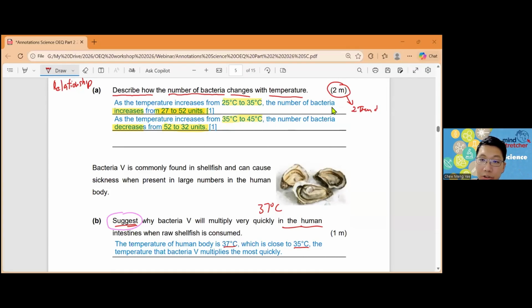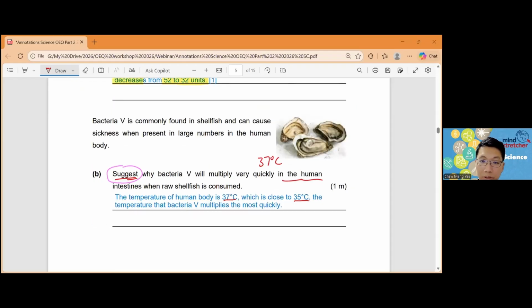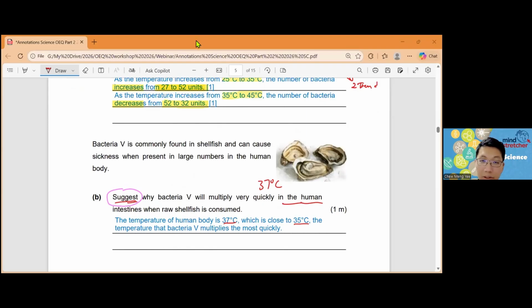There are many types of shellfish. Oyster is one of them. Yes, some of you asked: the body temperature is 37 degrees Celsius. Can I move on?